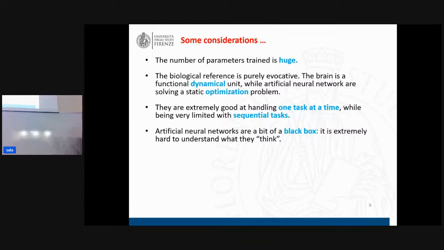The other thing is that these neural networks are potentially extremely good at handling one task at a time, but they fail at learning multiple things. So once you have learned, you are done. You cannot relearn something new on top of what you already know. You will forget basically instantly. And artificial neural networks are kind of a black box, okay? It's kind of hard to gauge. There are some techniques, but it's hard to know precisely when they are going to fail and why, which is a problem for some applications, not all of them, okay?